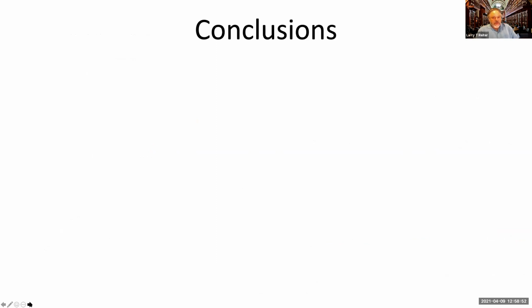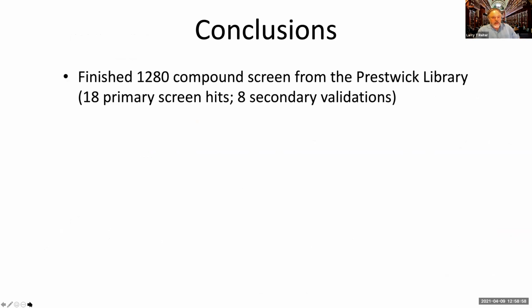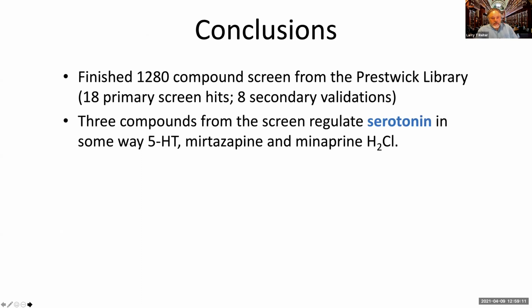Okay, so to conclude the first part of my talk, I'm going to go over a couple things that we found. We screened a 1,280 compound library from Prestwick, and we found 18 primary hits and 8 secondary hits that we validated. 3 of the compounds from the screen regulate serotonin in some way, so that would be serotonin, mirtazapine, and minoprine H2Cl.